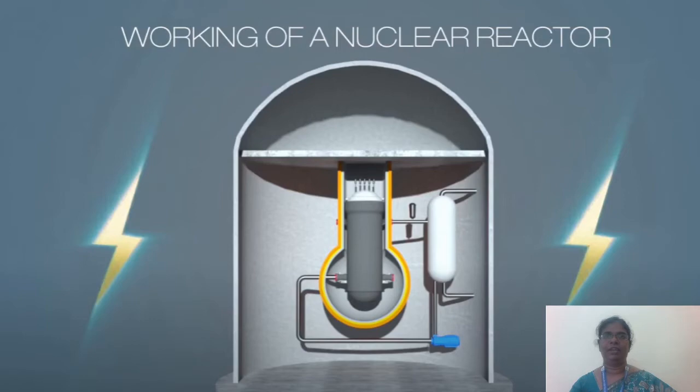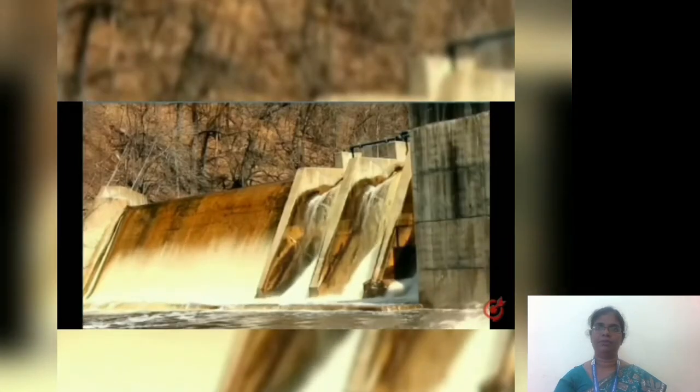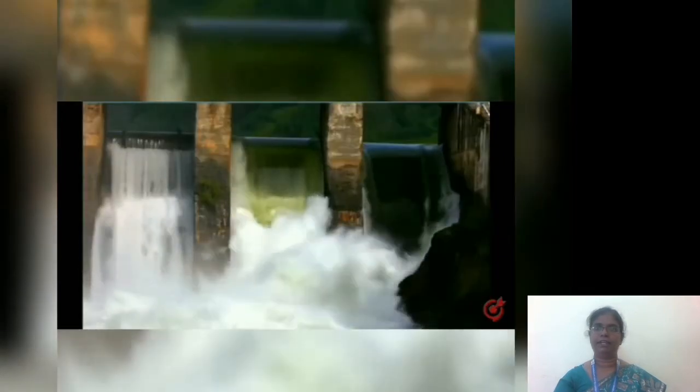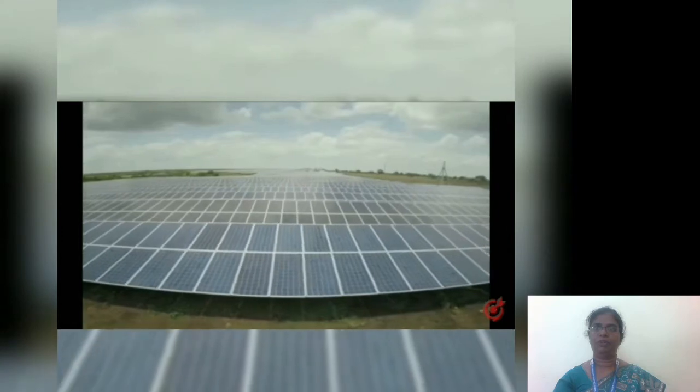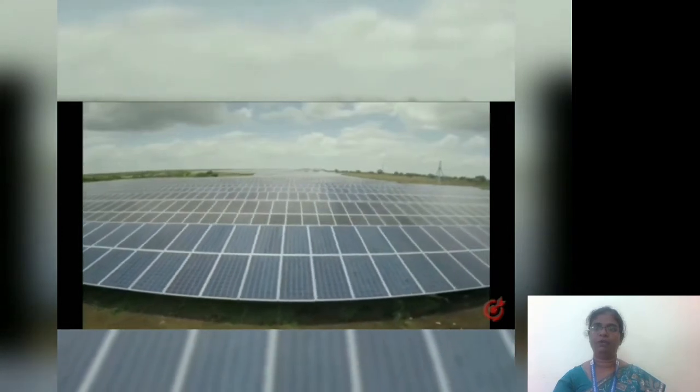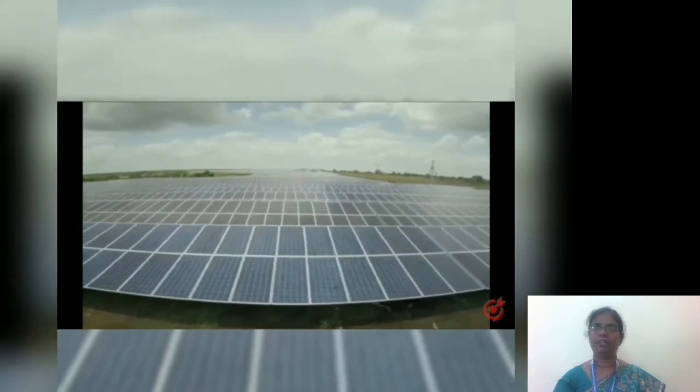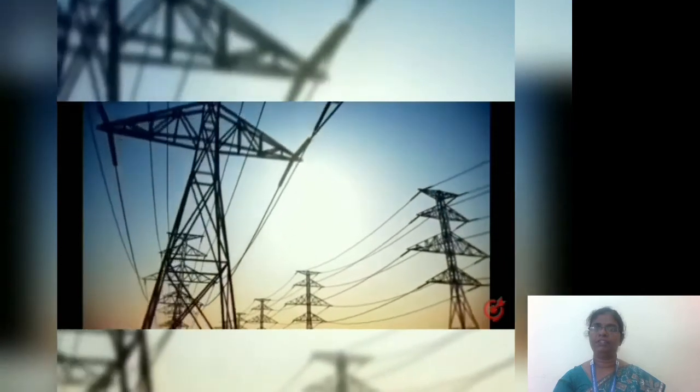Hello everyone. Let's take a moment to understand the working of a nuclear reactor in nuclear power plants. In earlier days, we used coal and other non-renewable sources for the purpose of power generation. So we need to look for a sustainable and eco-friendly way of power generation. Nuclear power plants are thermal power stations which generate electrical energy from heat.